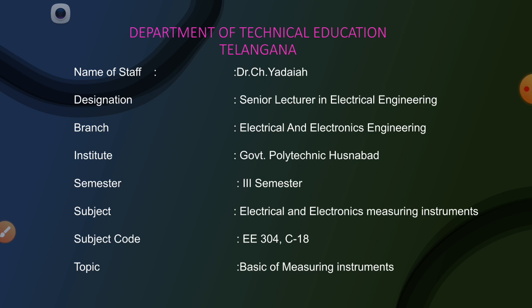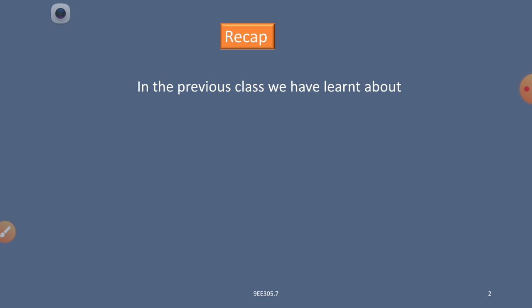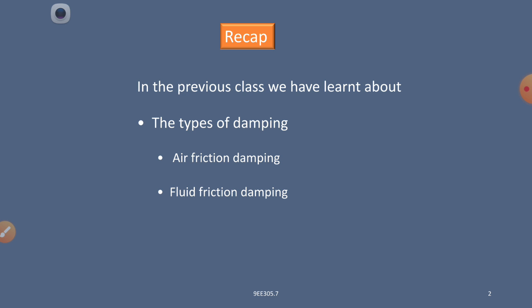Whereas in eddy current damping, the eddy current principle is used to nullify the oscillations. It is simple, very cheap, and more effective, and this type of instrument can be used at any position for taking the readings. So these are some recaps of what we covered in previous classes.